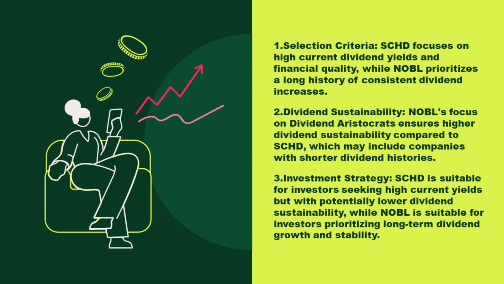In summary, the key differences between SCHD and NOBL in terms of dividend quality and sustainability are primarily rooted in their selection criteria. SCHD focuses on high current dividend yields and strong financial metrics, but does not emphasize the length of dividend payment history, which can lead to inclusion of companies with high yields that might not have as long a track record of sustained dividend increases. NOBL, by contrast, prioritizes companies with a long history of consistently increasing dividends, which tends to ensure higher dividend sustainability and reliability.